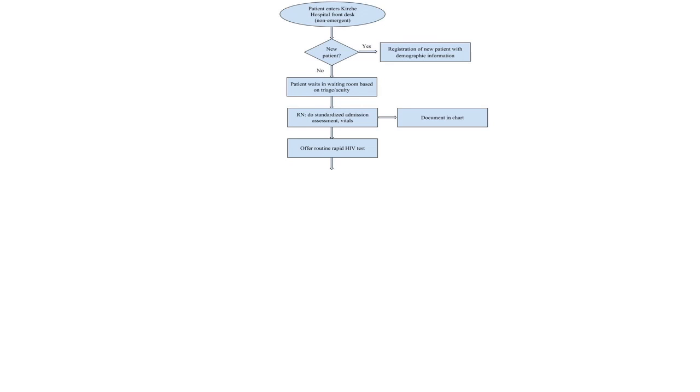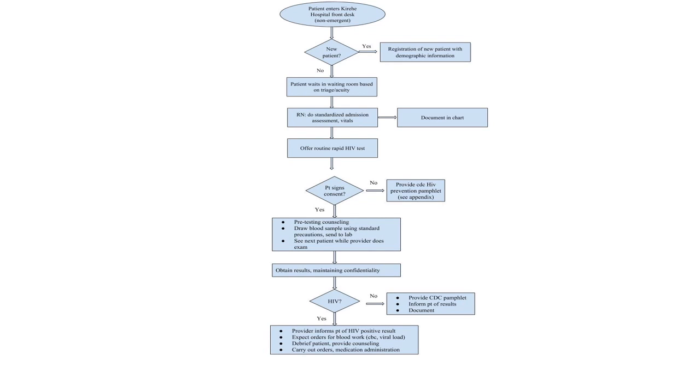Some highlights of our process flow. It starts from when a patient enters the hospital. They're entered into the medical record with the demographic information, and then the nurse would carry out their assessment, get some vitals, and importantly, document this in the chart. Crucially, the patient would be offered a routine HIV test, and if they provide consent for this testing, the nurse would follow a specific protocol to carry out the testing to get labs, and if not, the patient would still be provided with educational materials.